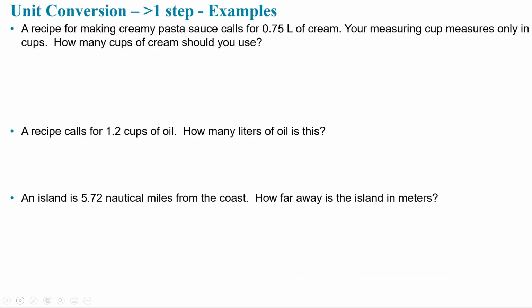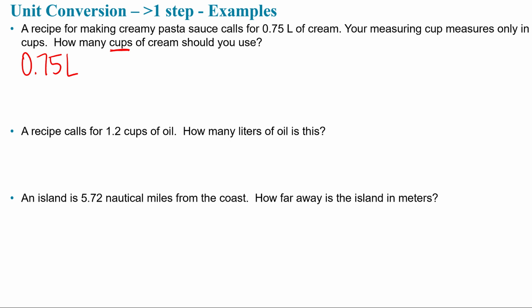All right, so here are some examples. The first one says a recipe for making creamy pasta sauce calls for 0.75 liters of cream. Your measuring cup only measures in cups. How many cups of cream should you use? So we're going to say we have 0.75 liters, and we want to go to cups.